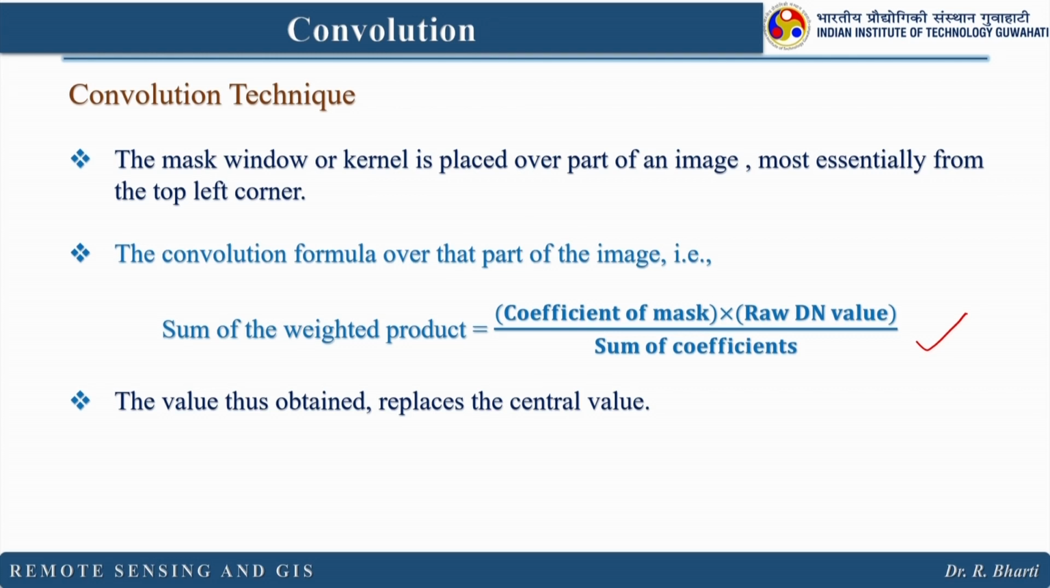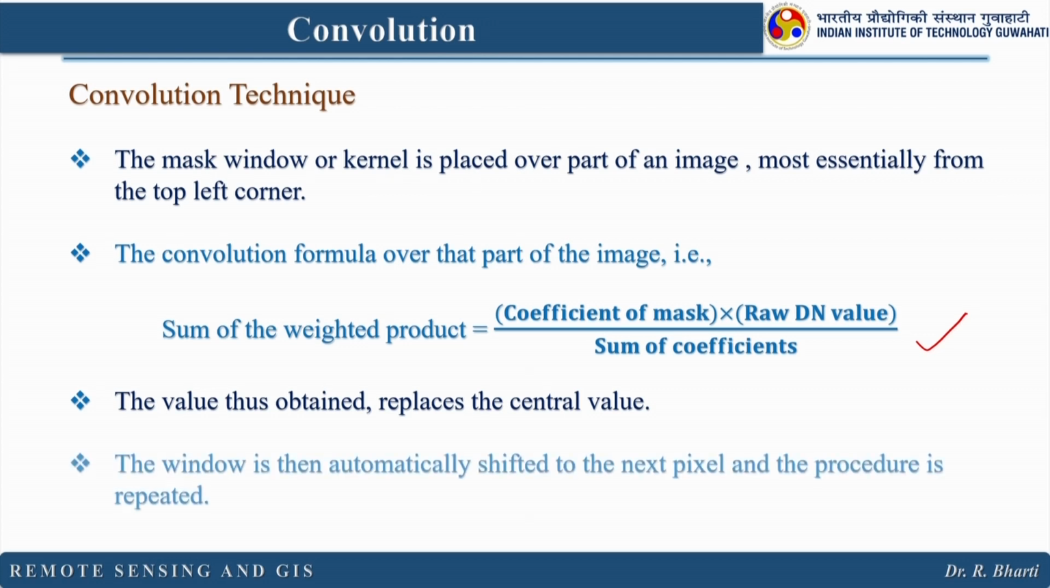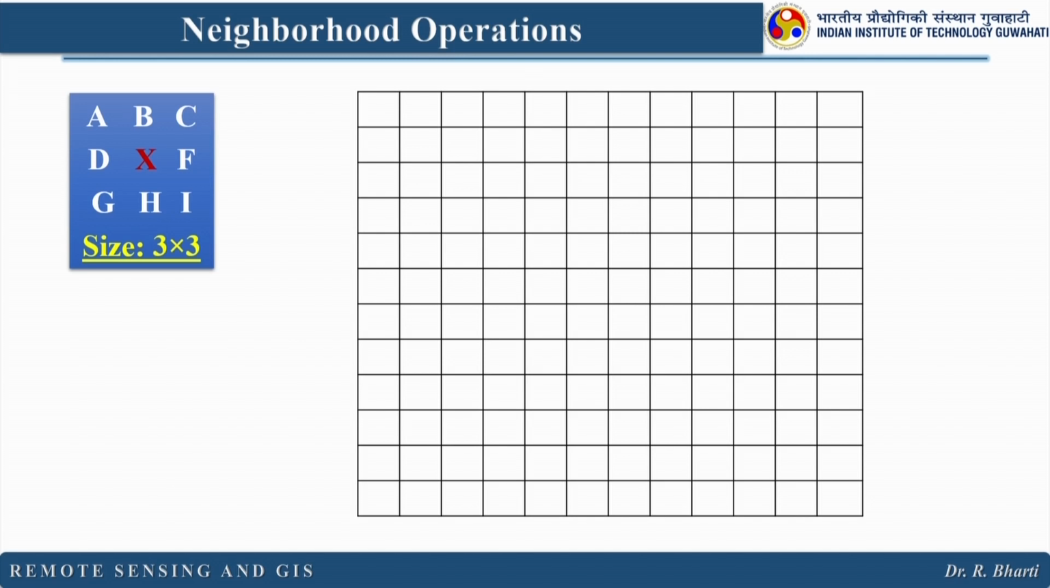As I told you, one by one we will calculate for all the pixels, and the newly calculated value will replace the older values. The window is then automatically shifted to the next pixel and the procedure is repeated. This is how we are going to cover the whole image. Let us see an example where this is the size of your kernel, where X is your central pixel and A, B, C, D, F, G, H, I are all basically weightages.